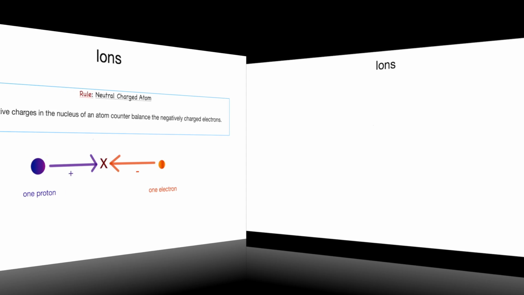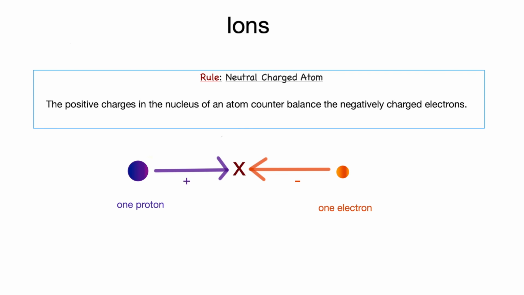Ions. To be able to talk about ions, we have to understand how proton and electron charges interact with each other. Let's take a look at this example of a positively charged proton interacting with a negatively charged electron. We have to use the neutral charged atom rule, which states that a positively charged proton in the nucleus of the atom counterbalances a negatively charged electron.